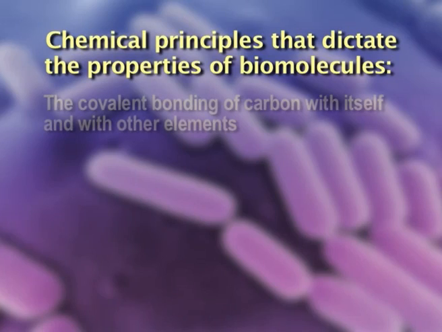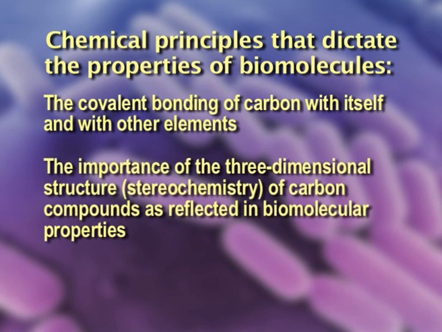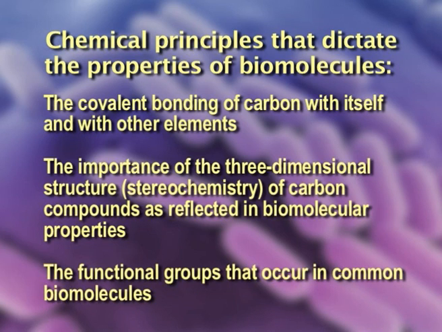Now, in the present section, we discuss some of the chemical principles that dictate the properties of the biomolecules. For example, the covalent bonding of carbon with itself and with other elements, the importance of the three-dimensional structure, that is the stereochemistry of these carbon compounds as reflected in the biomolecular properties, and finally, the functional groups that occur in the common biomolecules.